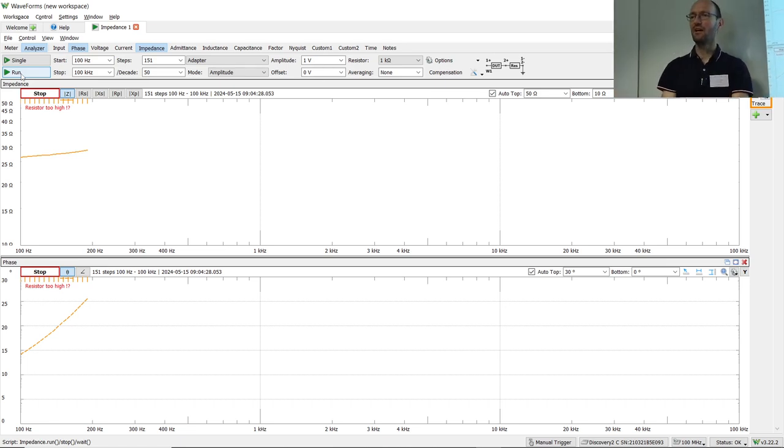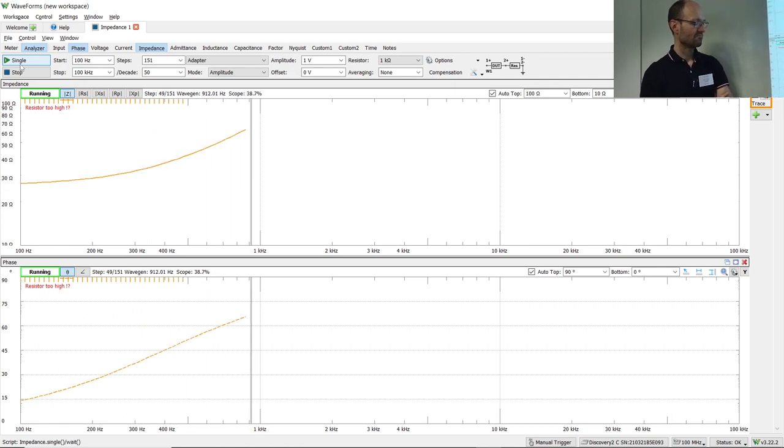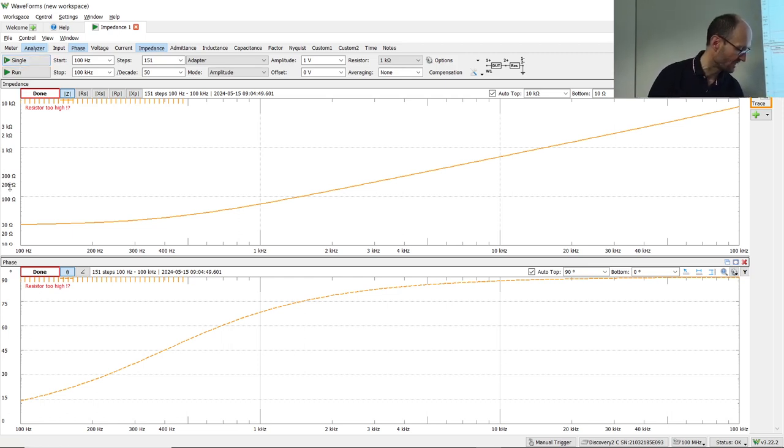So what would we expect now for the impedance of the inductor as a function of frequency? It should grow, it should increase, because impedance is j omega L. So if I hit start, then we see, okay, it's not really increasing, it's staying constant, but then it's increasing with frequency, and the phase should be 90 degrees, right? But it's not at the beginning, it's not really 90 degrees, it's more like starting with 15 degrees, but then it goes up to 90 degrees. So why is this happening?